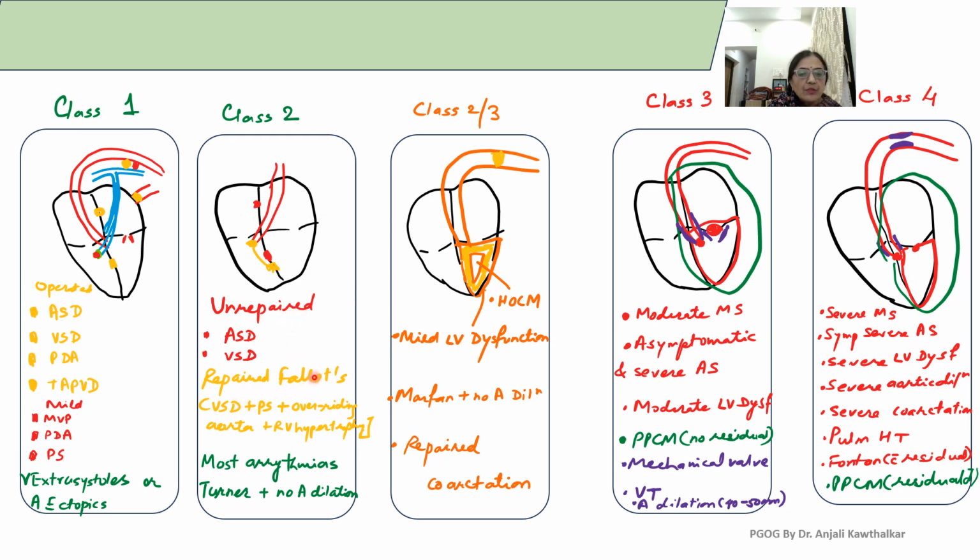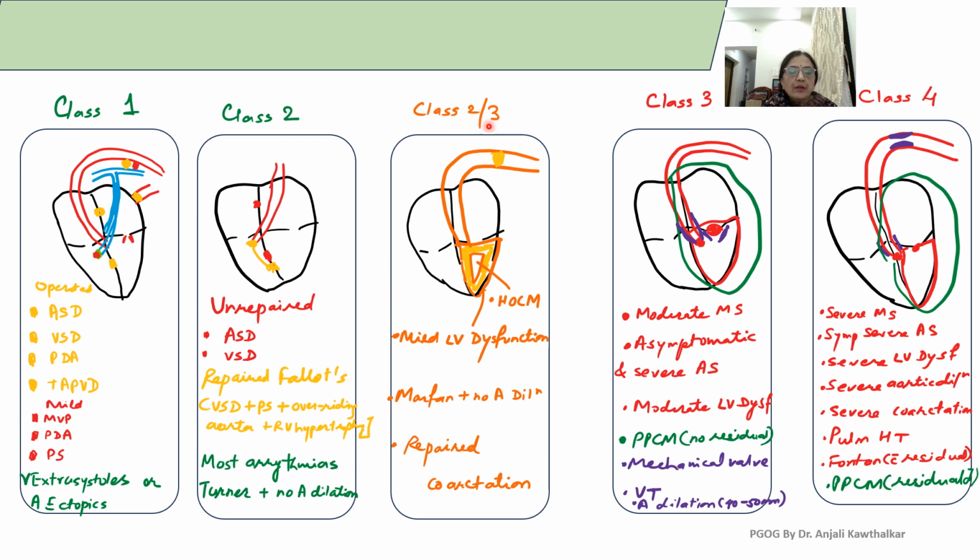Repaired Fallot tetralogy. Fallot is where there is a VSD, where there is a pulmonary stenosis along with VSD, along with overriding of the aorta with right ventricular hypertrophy. All these are taken care of surgically, then it is repaired Fallots. That will come under class 2. Most arrhythmias come under class 2, and Turner with no aortic dilation will come under class 2.